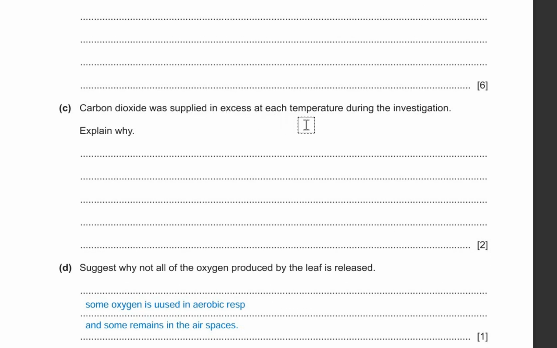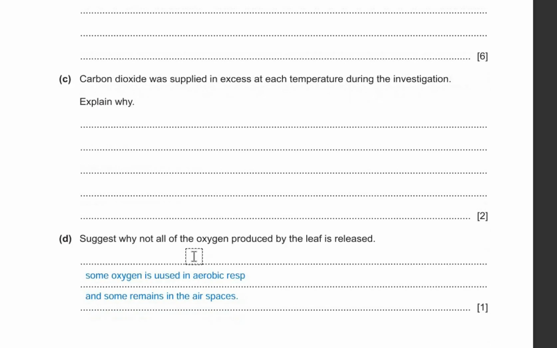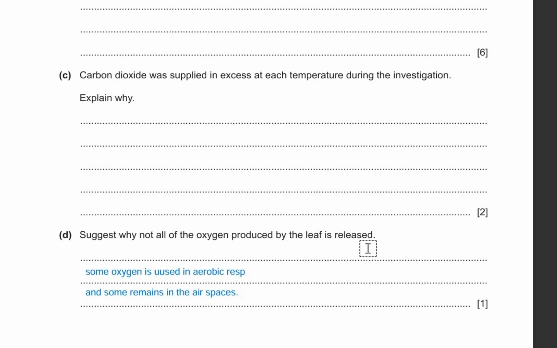Part C says carbon dioxide was supplied in excess at each temperature during the investigation. Explain why. Carbon dioxide was supplied in excess so that it would not become limiting and start affecting the rate of reaction. This makes sure that only temperature is affecting it and not any other factor. We kept the rest of the factors in excess. Now part D says suggest why not all of the oxygen produced by the leaf is released. Because some of the oxygen is used in aerobic respiration and it remains in the air spaces.